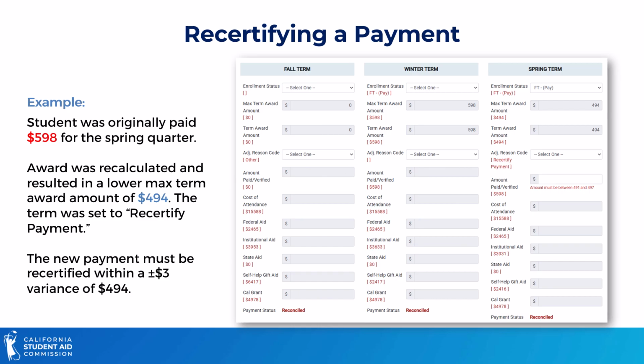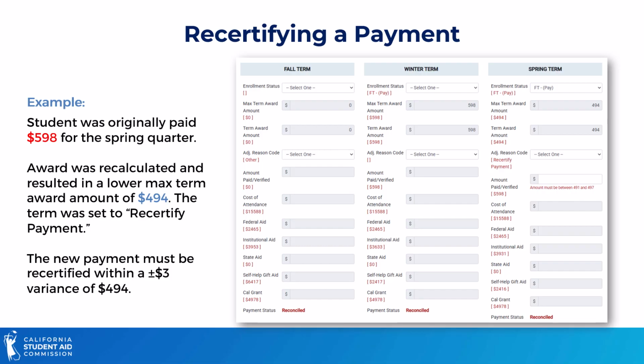To recertify a payment for a student, go to the MCS display roster page, find their record, and scroll down to the Term Data section. Here, you can recertify the new payment amount by using the Enrollment Status drop-down menu to select their enrollment status of full-time, three-quarter time, half-time, and so on. You can also use the Adjustment Reason Code drop-down menu to report a different status.